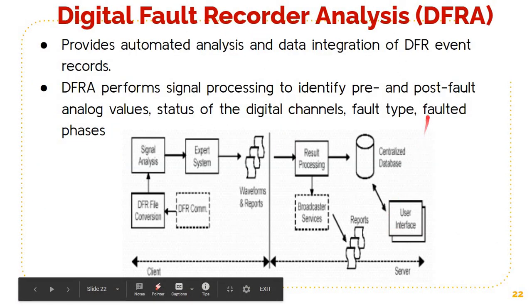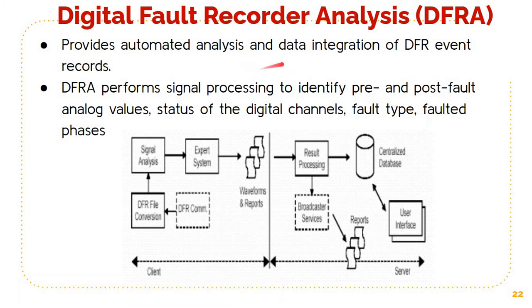And finally, the digital fault recorder analysis or DFRA. So this also provides reports after the automatic analysis, and it gets signals from DFR event records. It performs signal processing to identify pre and post fault analog values, status of digital channels, fault type, faulted phases, etc., and generates various reports.